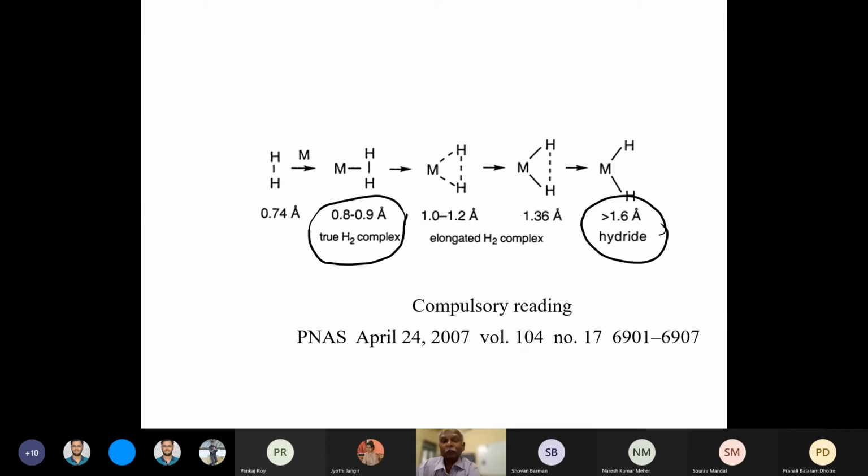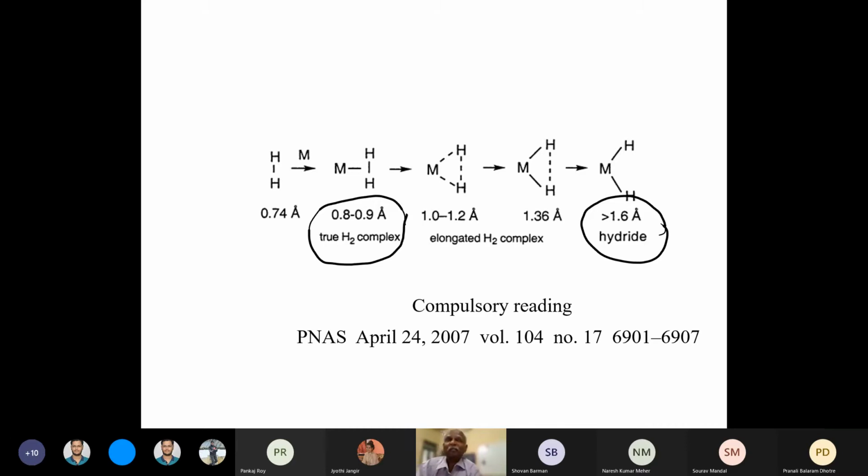And the distance between the two hydrogens ranges all the way from 0.8 angstroms to 1.6 angstroms. That's double the size, 0.8 to 1.6 angstroms. And almost invariably, when the HH distance is greater than 1.6, the MH distance is small. When the HH distance is small, then the MH distance becomes slightly longer. So it varies from the dihydrogen complex to the dihydride complex in a fairly smooth spectrum.